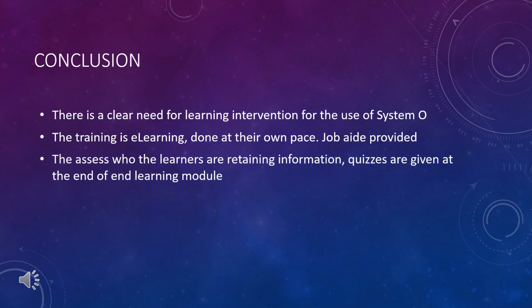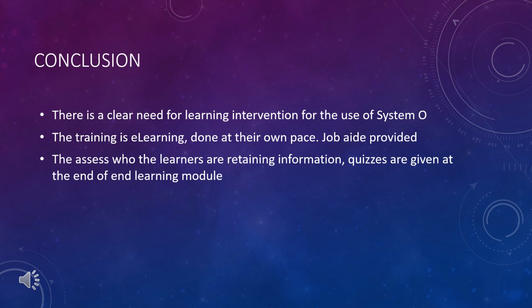In conclusion, there is a clear need for learning intervention on the use of System O. The training delivery method would be e-learning, also done at their own pace, with a job aid provided at the end of the training. This allows users to have something to reference since they will not be using the system frequently.